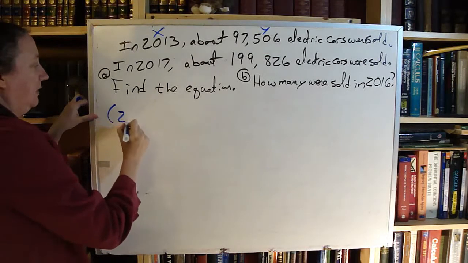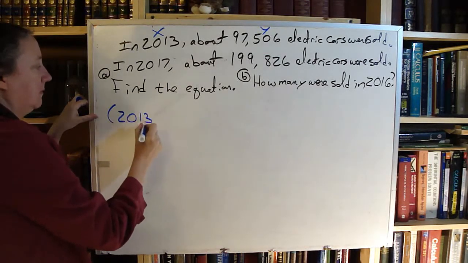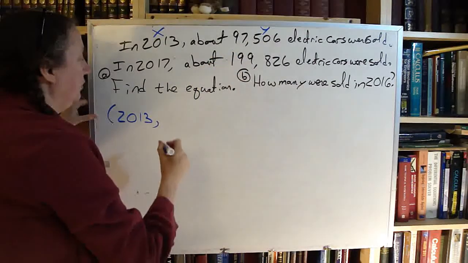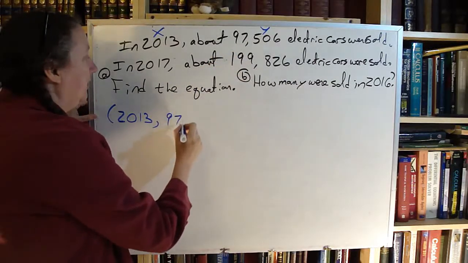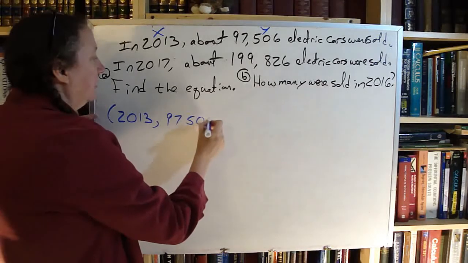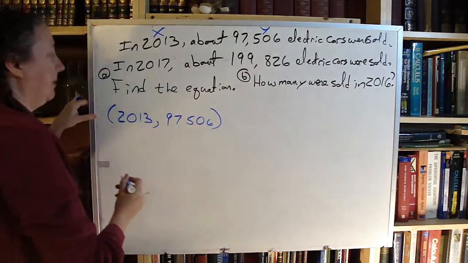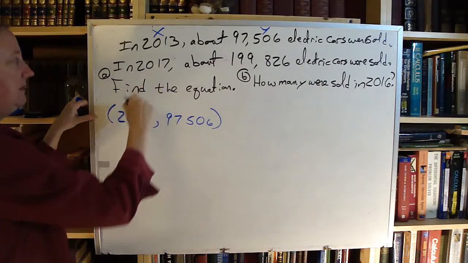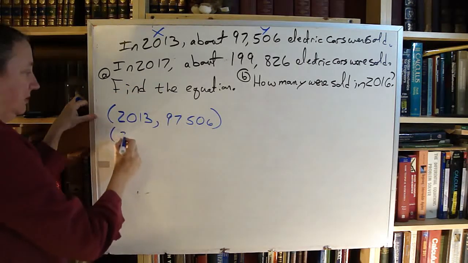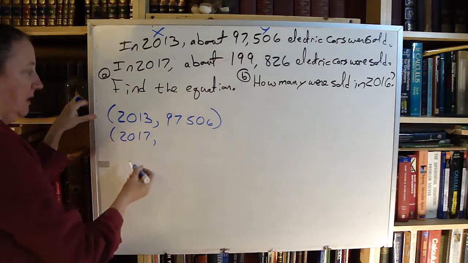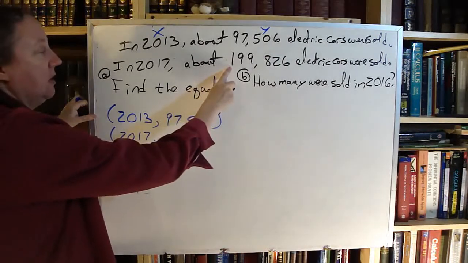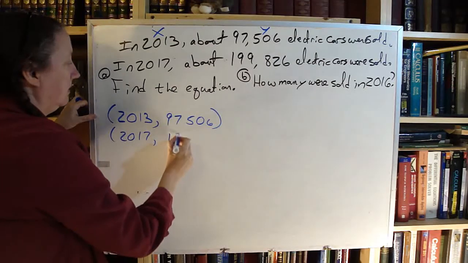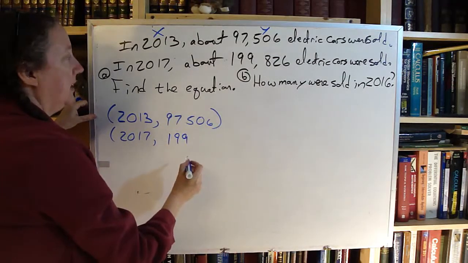So I have 2013, comma, and the 97,000 goes with that. So 97,506. My second point. The year is 2017, so that's my x, comma, the number of cars is my y, 199,826.